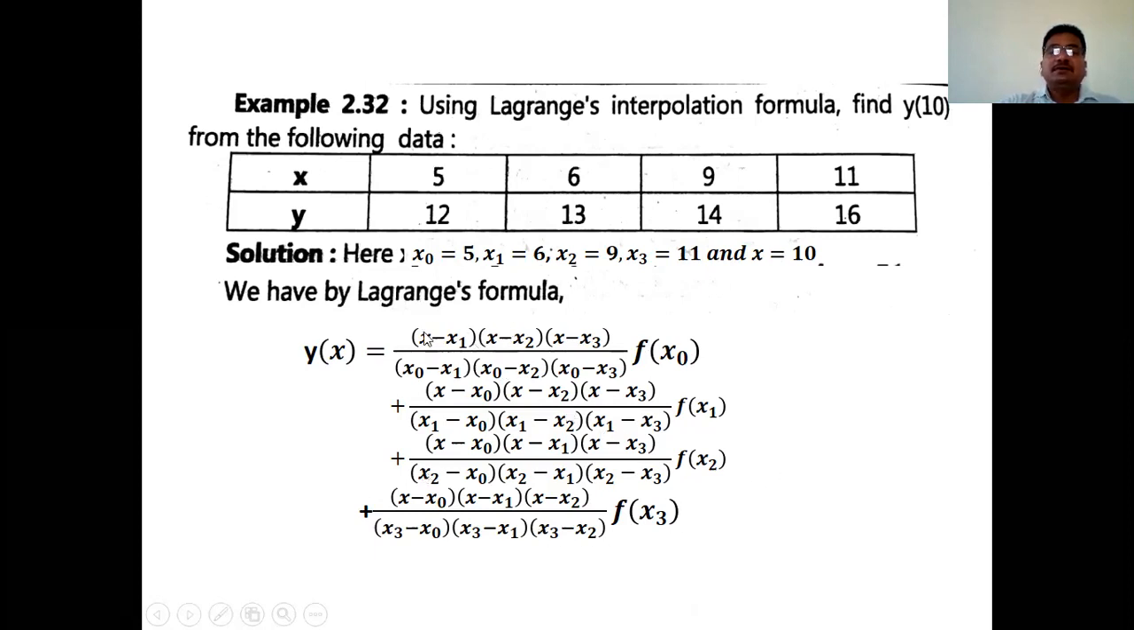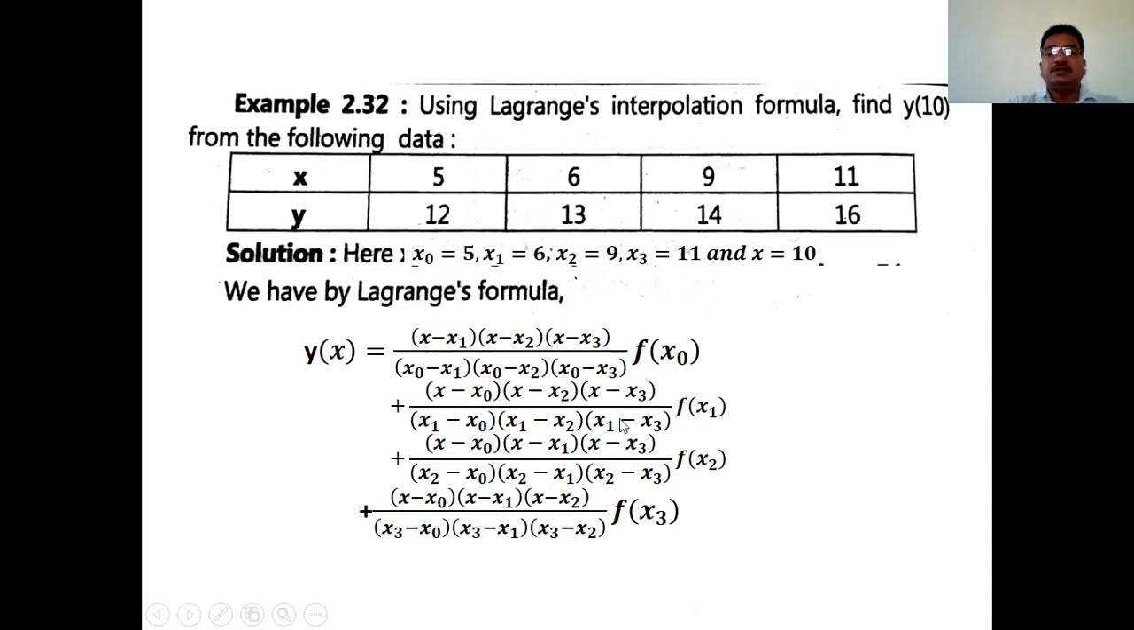And what are the terms? This numerator does not contain x minus x0. Here there is no x minus x1. Here there is no x minus x2. Here there is no x minus x3. So the missing terms are what?